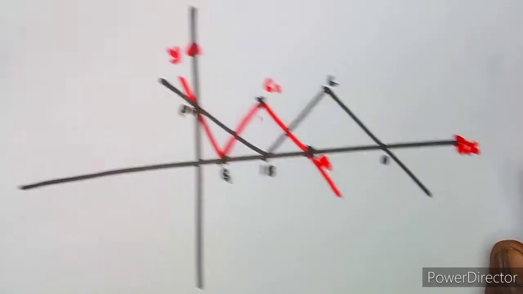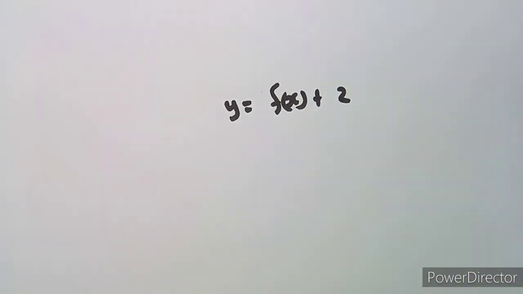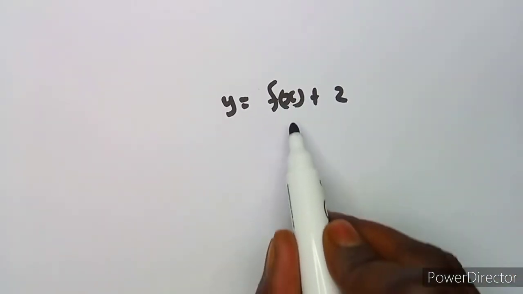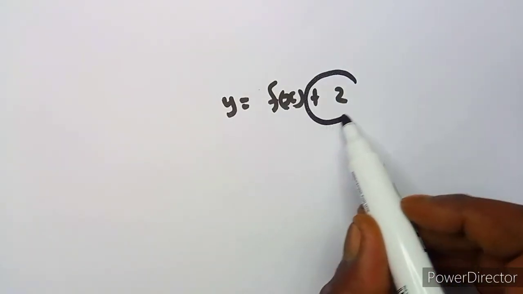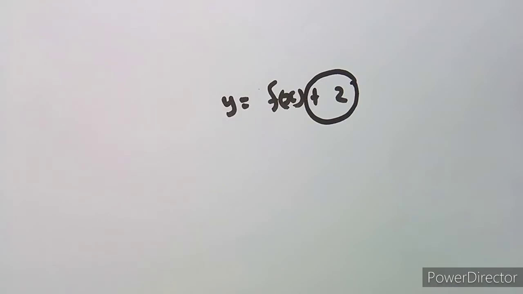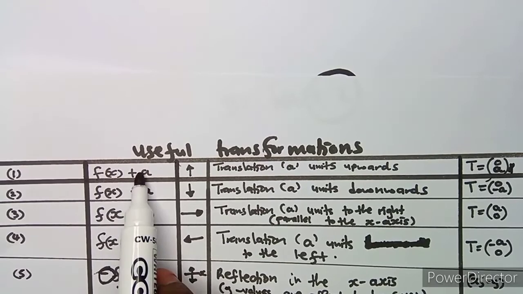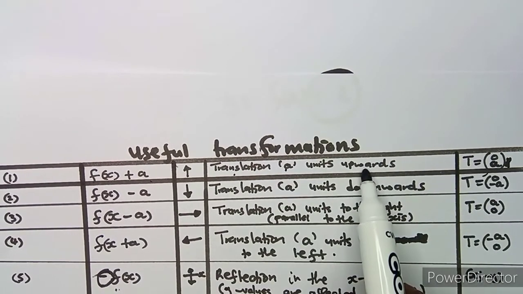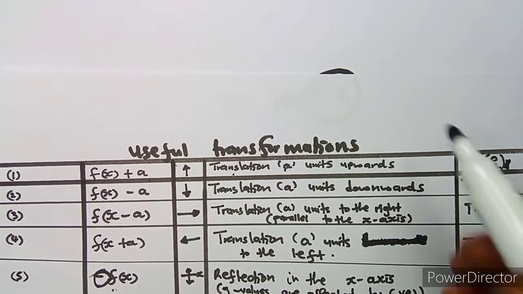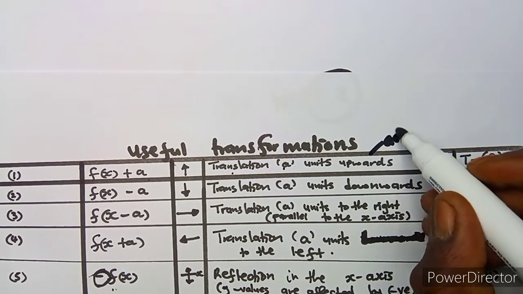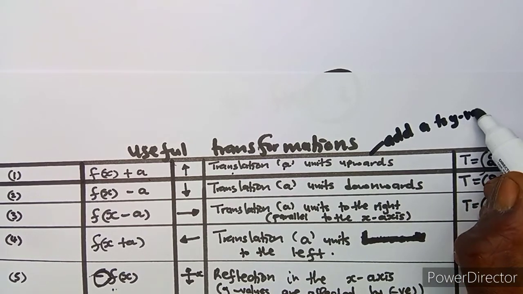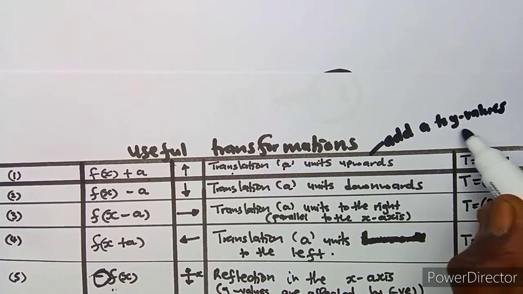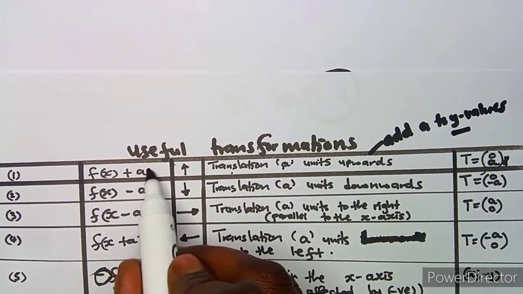If it is now y is equal to f of x plus 2, I have to add. This is a translation of 2 units upwards. So each and every point on y is going to move 2 units upwards. This is what we had here, f of x plus a, a translation a units up, which means you are going to add a to the y values. So you add a to the y values, because it's going up.